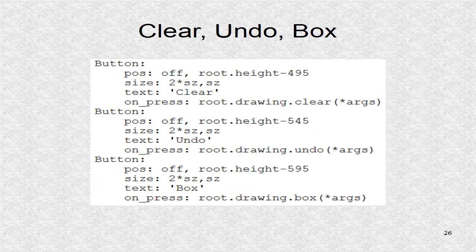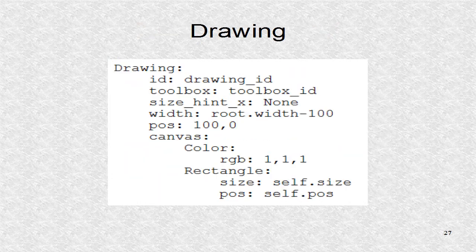26. The buttons for clear, undo, and box are created and call the appropriate function in the drawing class. 27. The drawing class itself has very little Kivy code. It has the attribute toolbox. It is sized to fit the rest of the screen and is colored white.